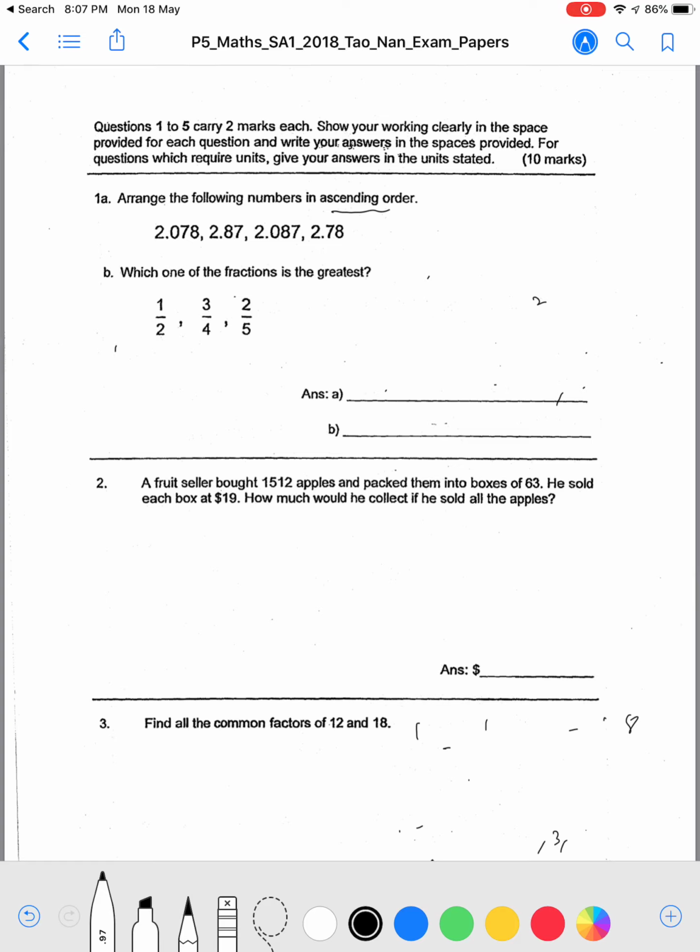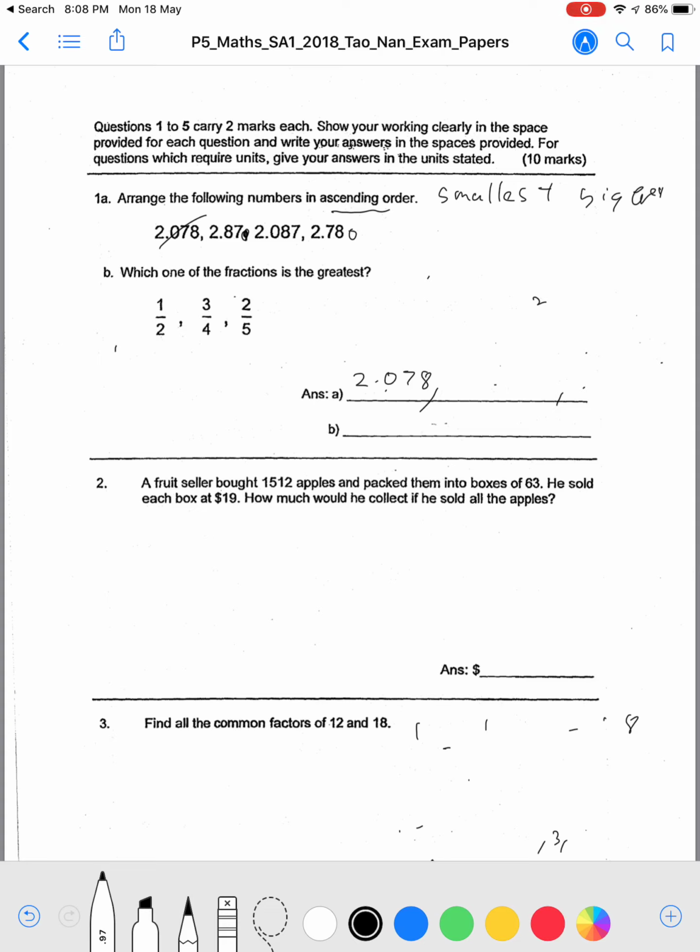Okay, so ascending order is from smallest to the biggest, correct? Okay, so you realize most of it is in 3 decimal places, right? So we will make them into 3 decimal places so that we can compare them nicely. Okay, so this is like your 2.870. Okay, so which one is the smallest? The smallest will be this. Okay, so we will put down 2.078.